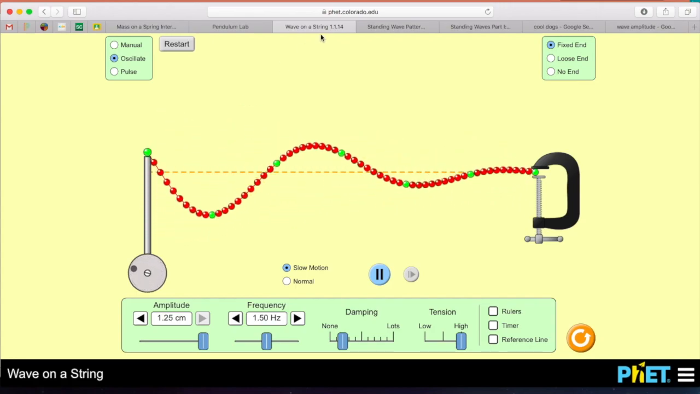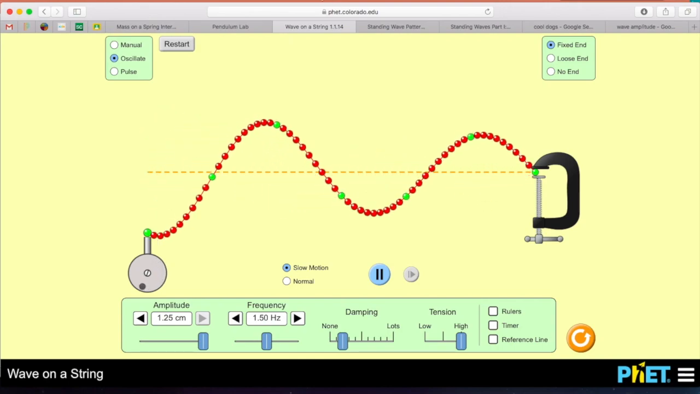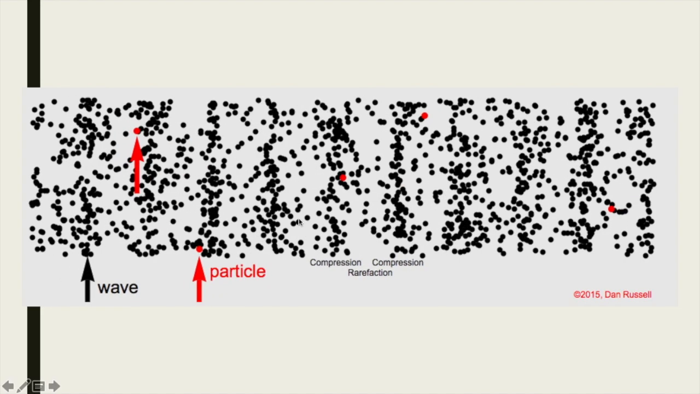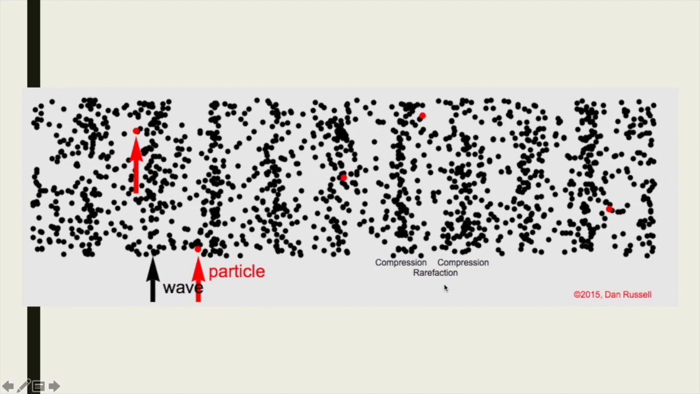Now I do need to kind of back up and give you some more vocabulary. I think it's very easy to identify peaks and troughs, but what about for a longitudinal wave? How do we talk about peaks and troughs? Because it's not going up and down. The particles are not moving up and down. They're moving side to side. Well, we don't use the word peak and trough to describe longitudinal waves. Instead, we use the words compression and rarefaction.